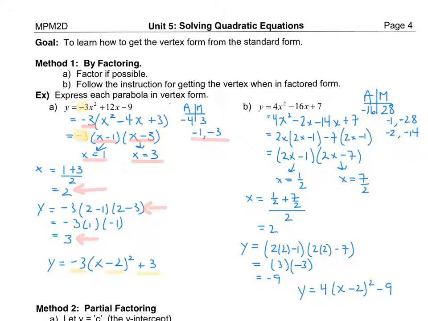For part B, there is no common factor for that one, so I went ahead and looked for two numbers that would add to 16 and multiply to 28. And the combination I found that would work was the -2 and the -14. So I broke down that -16 into the -2 and the -14. And then I paired them up for a common factor and ended up with 2x minus 1 and 2x minus 7 being my two factors for that quadratic.